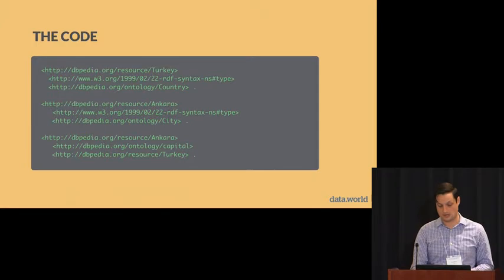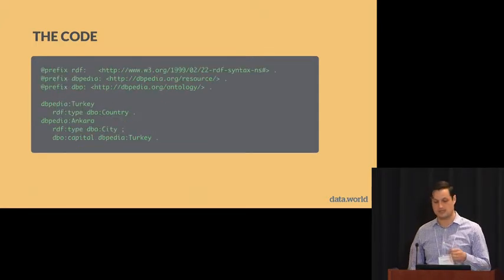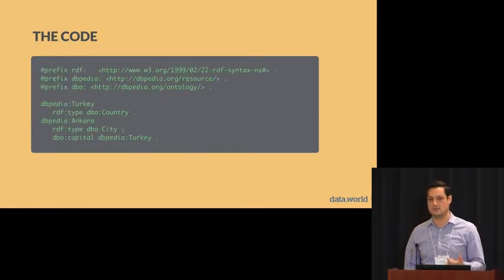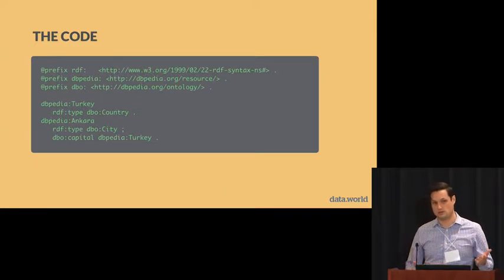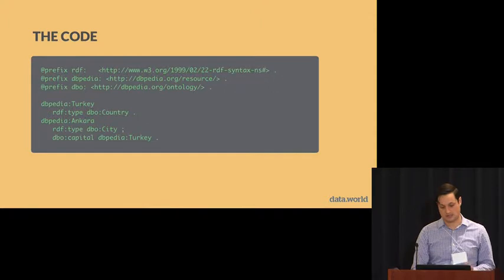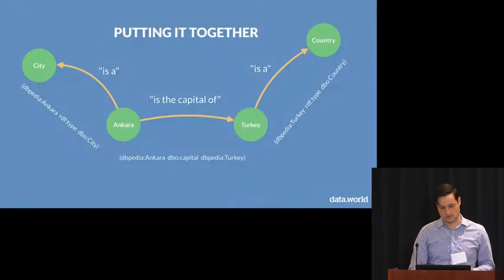But this looks a little ugly, so you can actually clean it up a little bit by designating prefixes for those namespaces. I don't want to rewrite those namespaces every single time. So I'm going to designate RDF, DBpedia, and DBO as my prefixes, and then all you have to do is use those when defining what these triples are. So that's the code. That's about as deep into the weeds as I'm going to get. Here's putting it all together. The structure of the graph looks the same. We're just getting a little bit more precise about how we're dealing with these concepts.